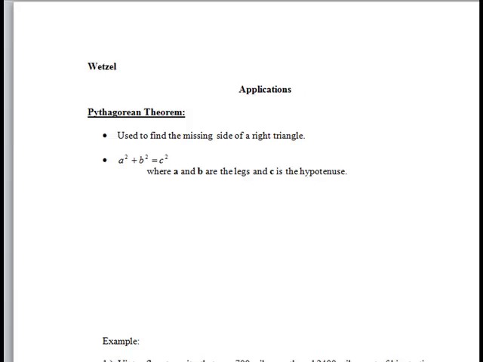So the first type of application problem we're going to cover involves the Pythagorean theorem. The Pythagorean theorem is just a rule that allows you to find the missing side of a right triangle. So first of all, you have to have a right triangle, which is a triangle with a 90-degree, or right, angle in it. In order to use the Pythagorean theorem to find the missing side, you have to know the other two sides. So the Pythagorean theorem will allow you to find the missing side of a right triangle as long as you know the length of the other two sides.